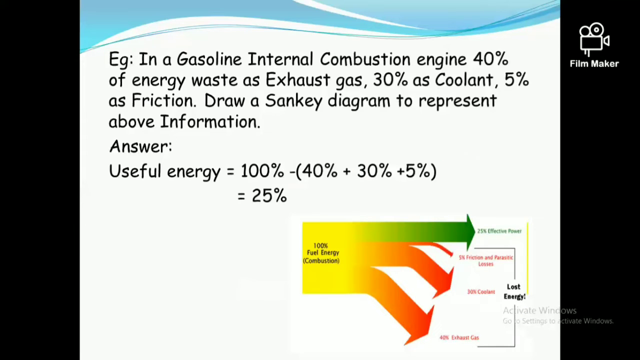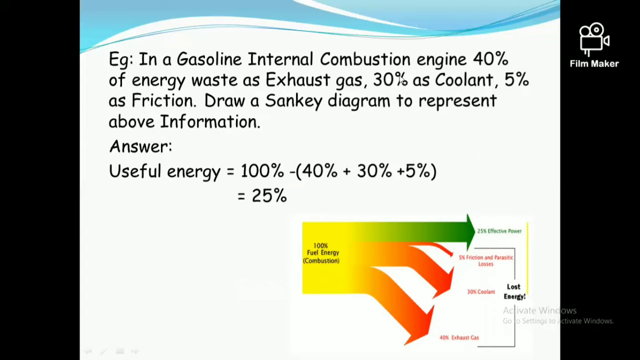The second example, right? In a gasoline internal combustion engine, this term is kind of big, but it's the simple idea of a fuel engine, right? 40% of energy is wasted as exhaust gas, 30% as coolant, 5% as friction. Draw the Sankey diagram to represent the above information.